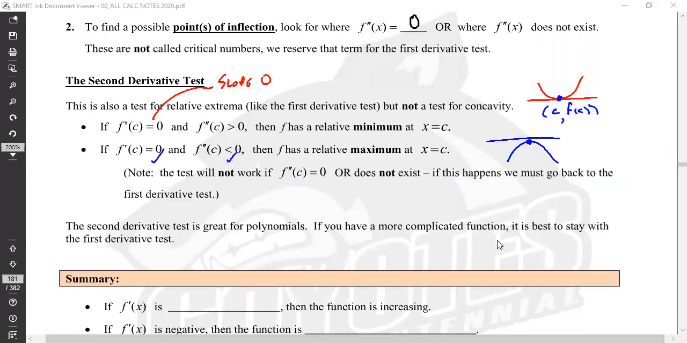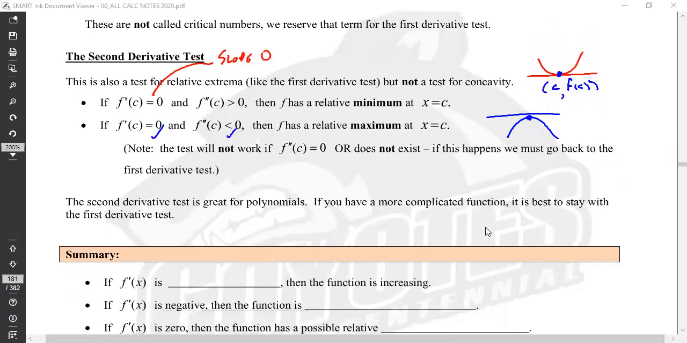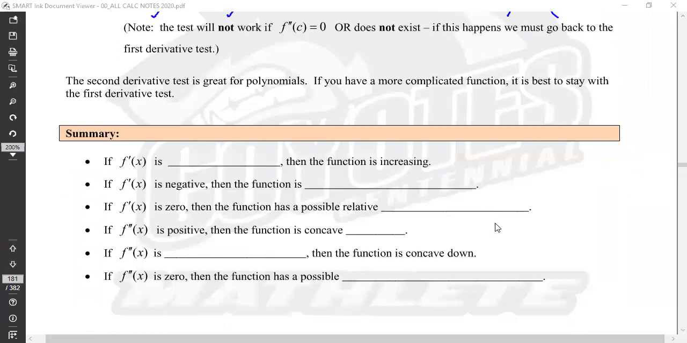Second derivative test is great for polynomials. If you have a more complex function, it's best to stay with our first derivative test. So to summarize what all of this looks like, if f prime of x is greater than 0, then it's increasing. If f prime of x is negative, then the function is, of course, decreasing. No big deal. We've known that for a while. And if f prime of x is 0, then it has a possible relative max or relative min.